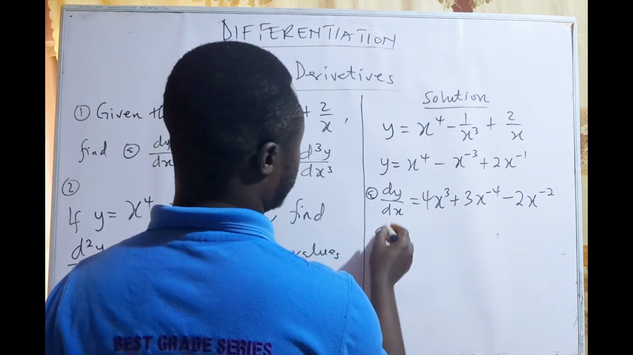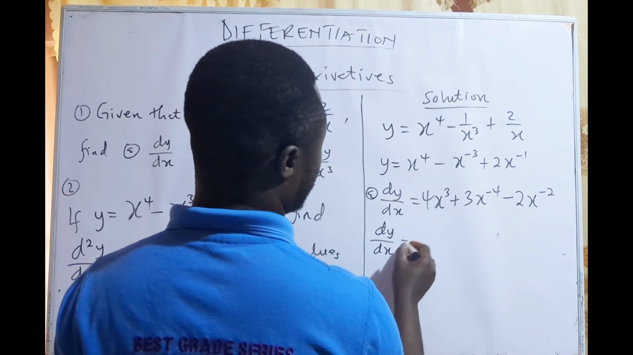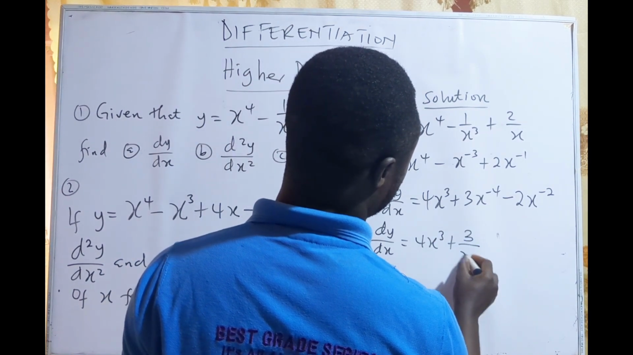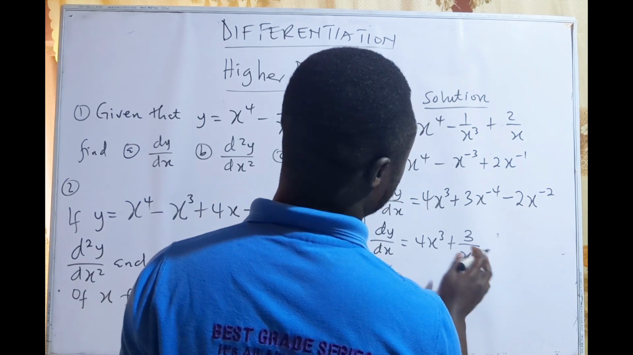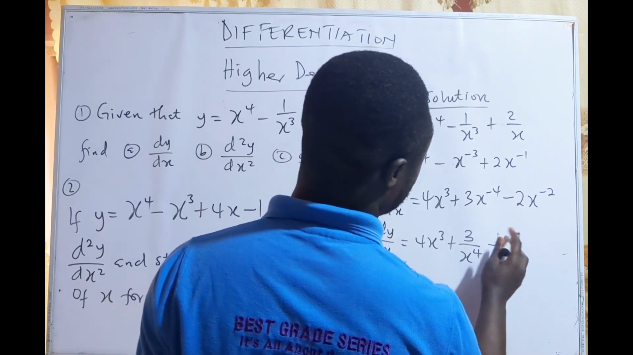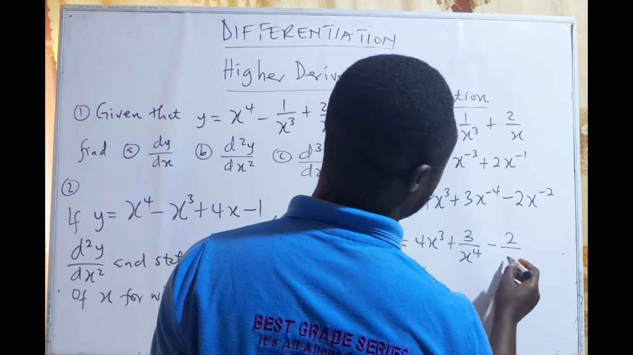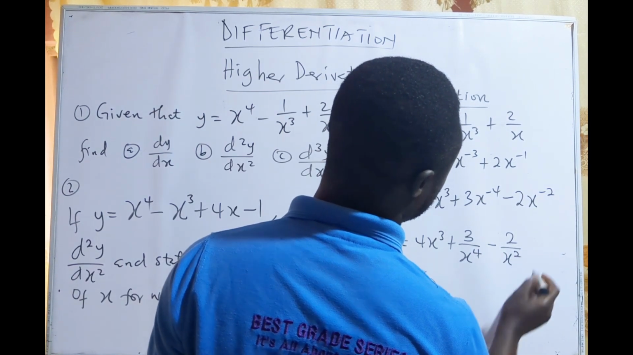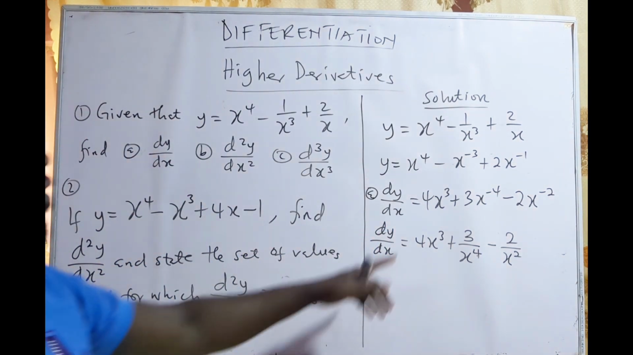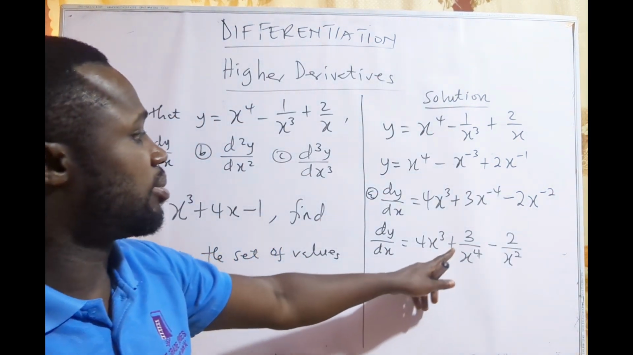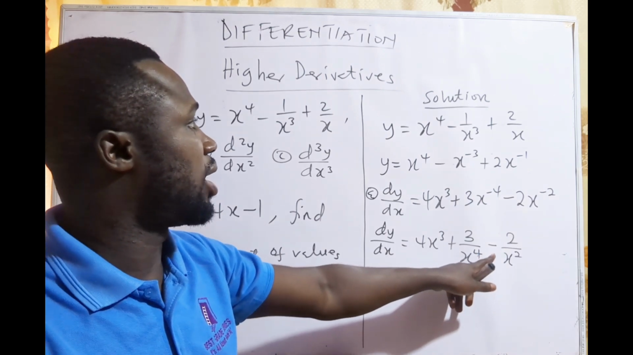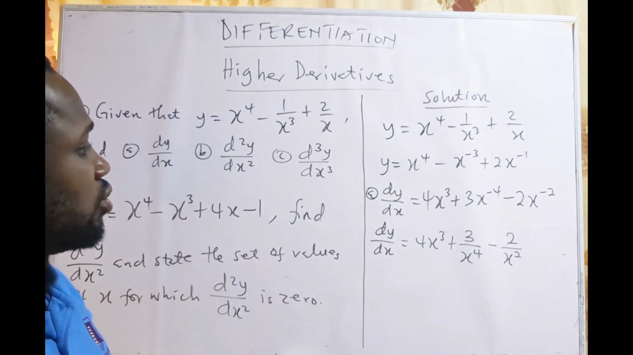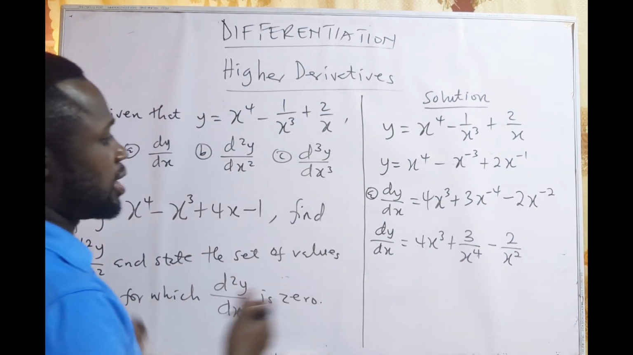So our dy over dx will be equal to 4x cubed plus 3 over x exponent positive 4. When it comes down, minus 2 over x exponent positive 2. So when we differentiate, this is what we have: 4x cubed plus 3 over x exponent 4 minus 2 over x exponent 2. Alright.